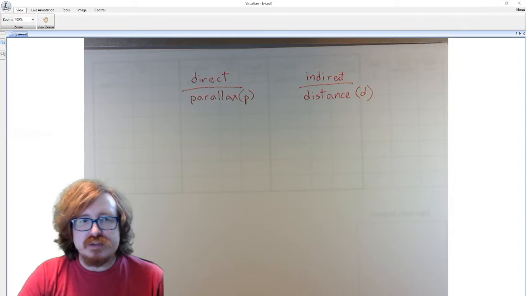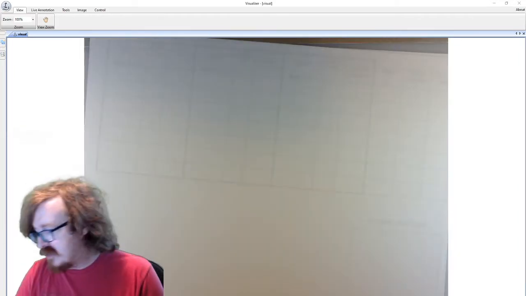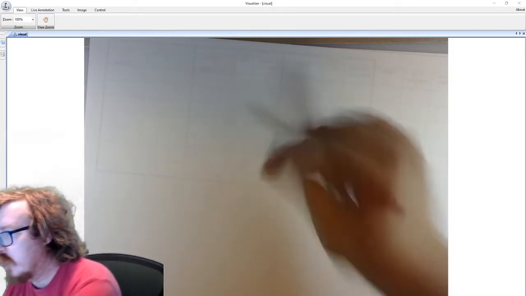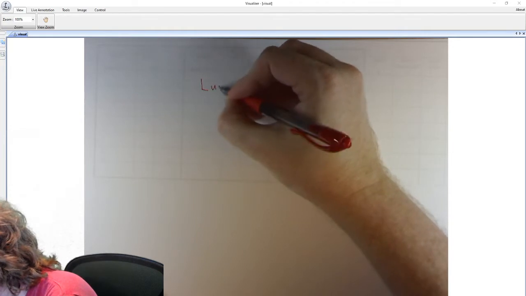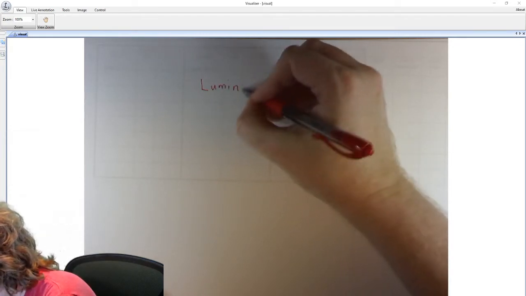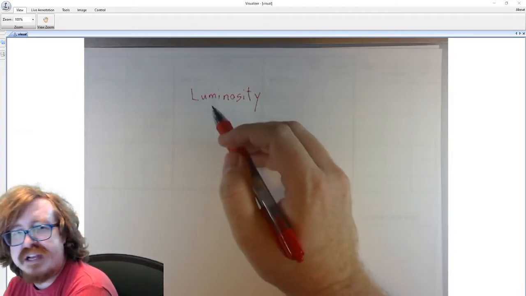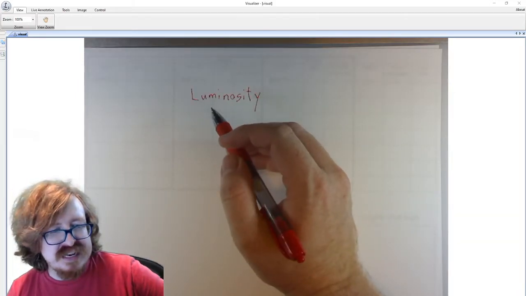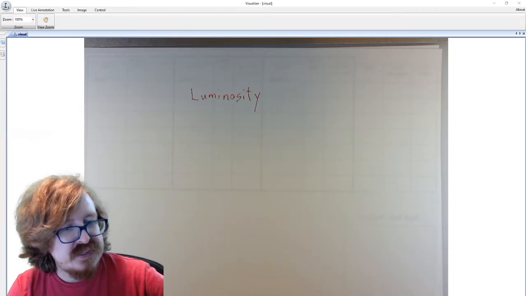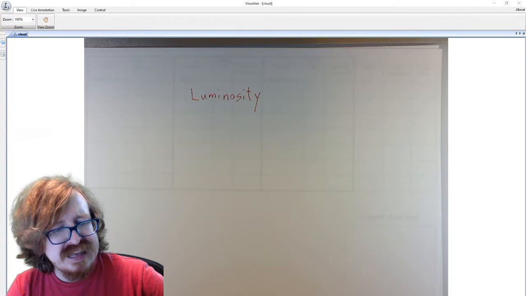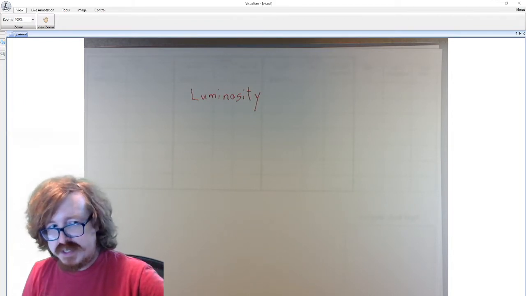And the thing that we're going to use to talk about how bright stars are is a property called luminosity. And here you can kind of think of the lumen part as meaning light, right? So luminosity is the total amount of light produced per second, okay?